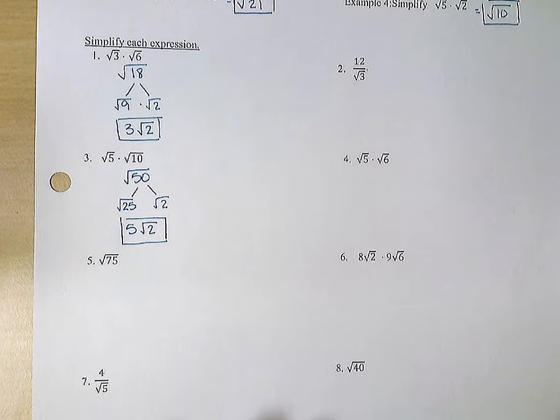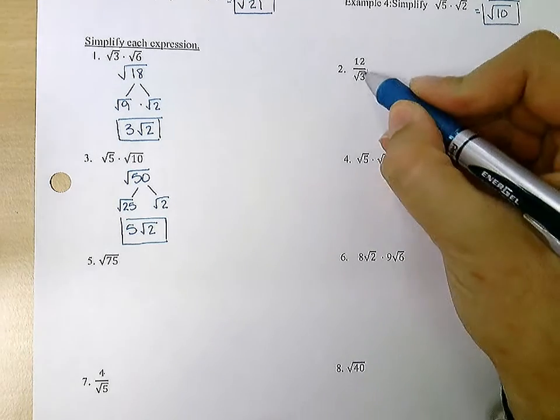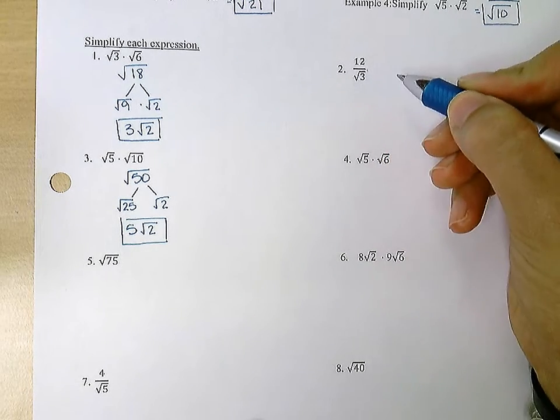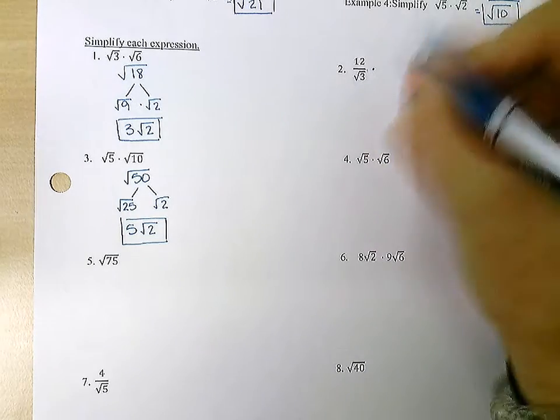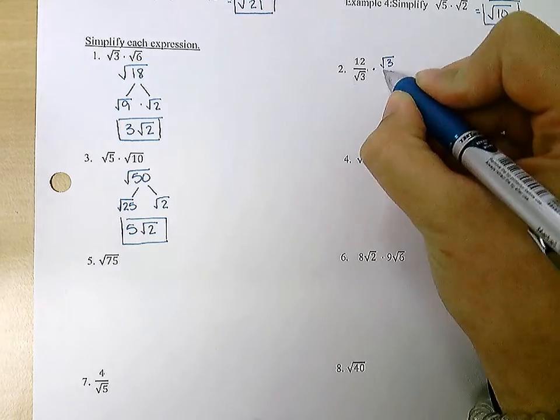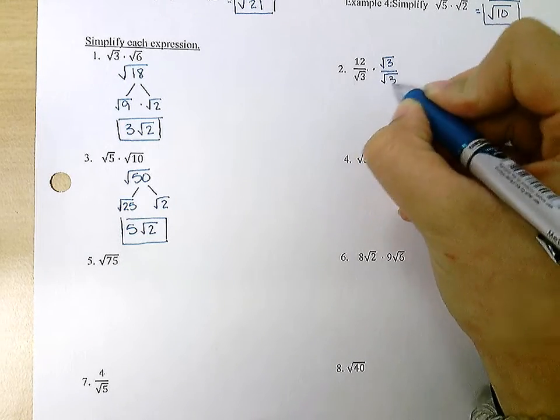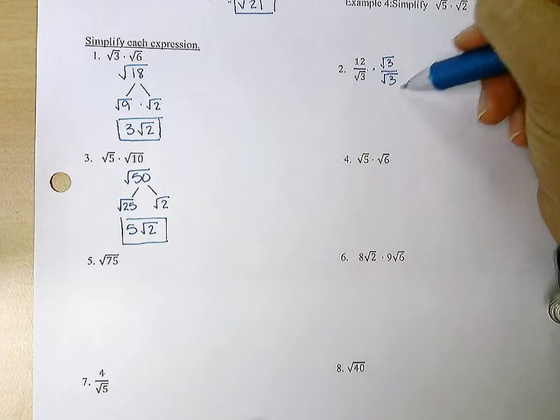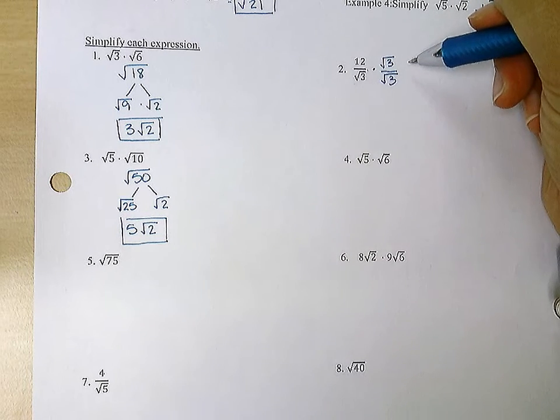To do that, you have to multiply by a version of 1. That version of 1 is whatever number is in your denominator itself. So I want to multiply by the square root of 3 over the square root of 3. What I'm multiplying by is 1. If you were to type that in your calculator, it would be 1. So it's not changing the problem at all. That's why we do that.